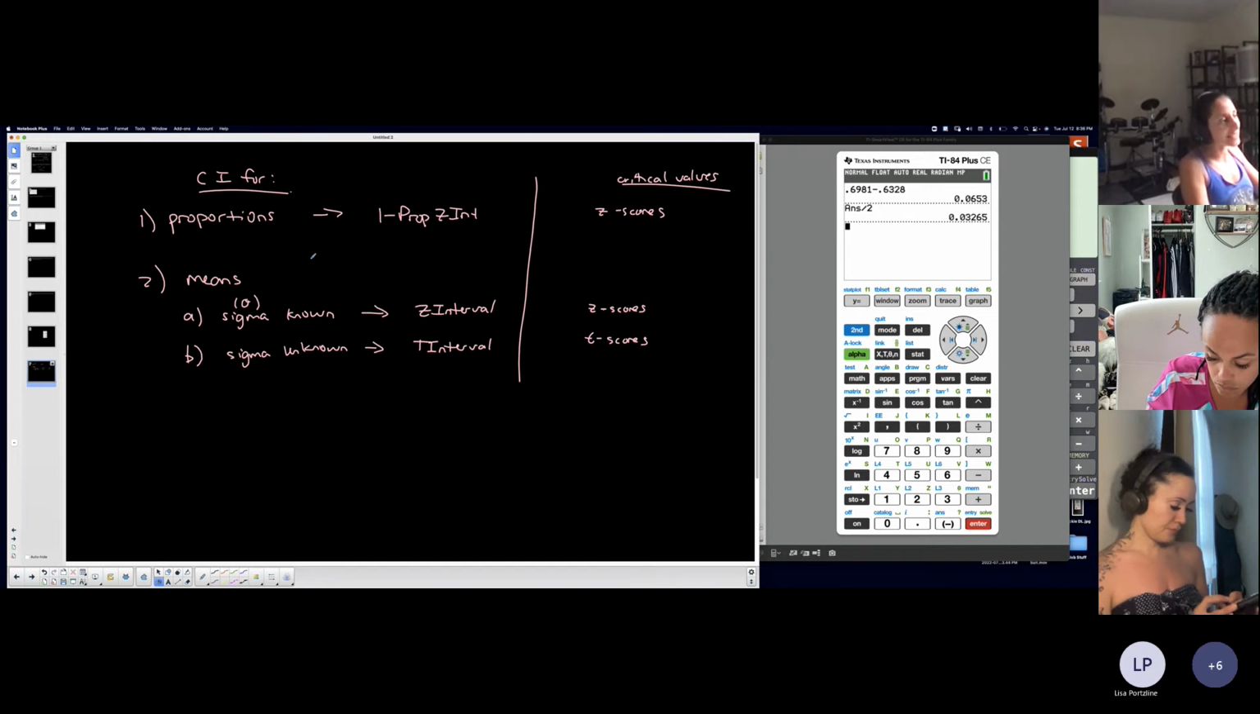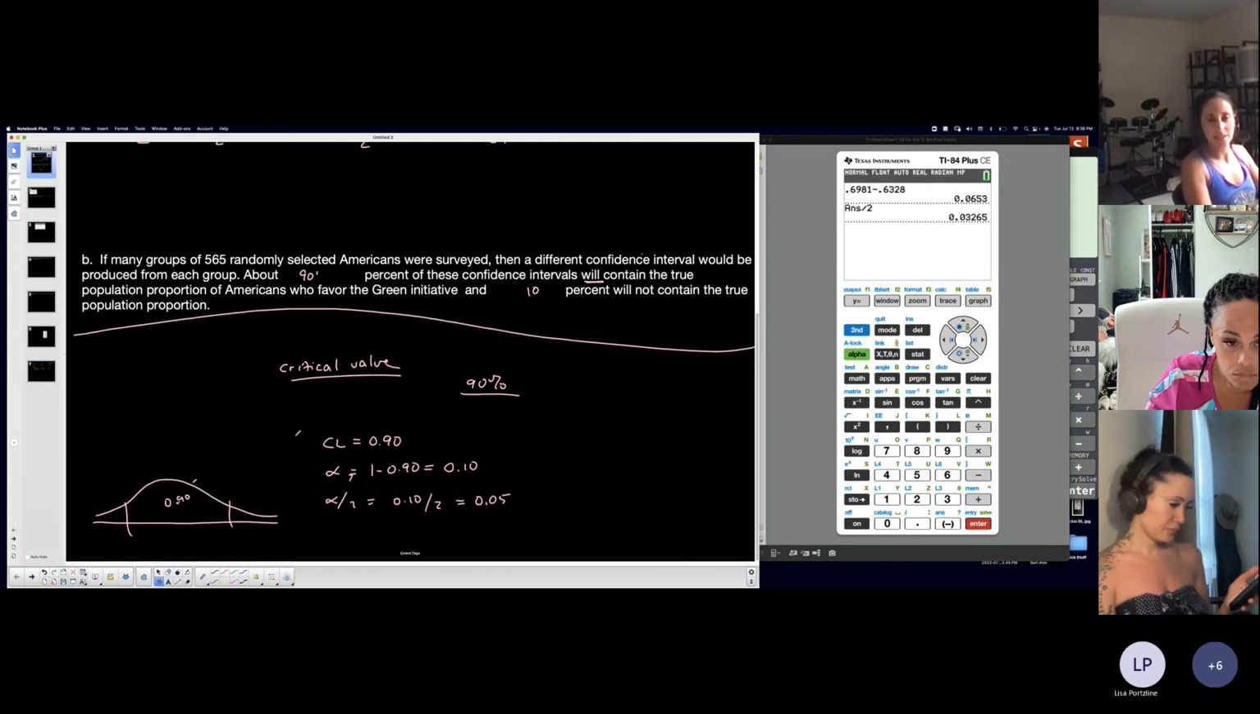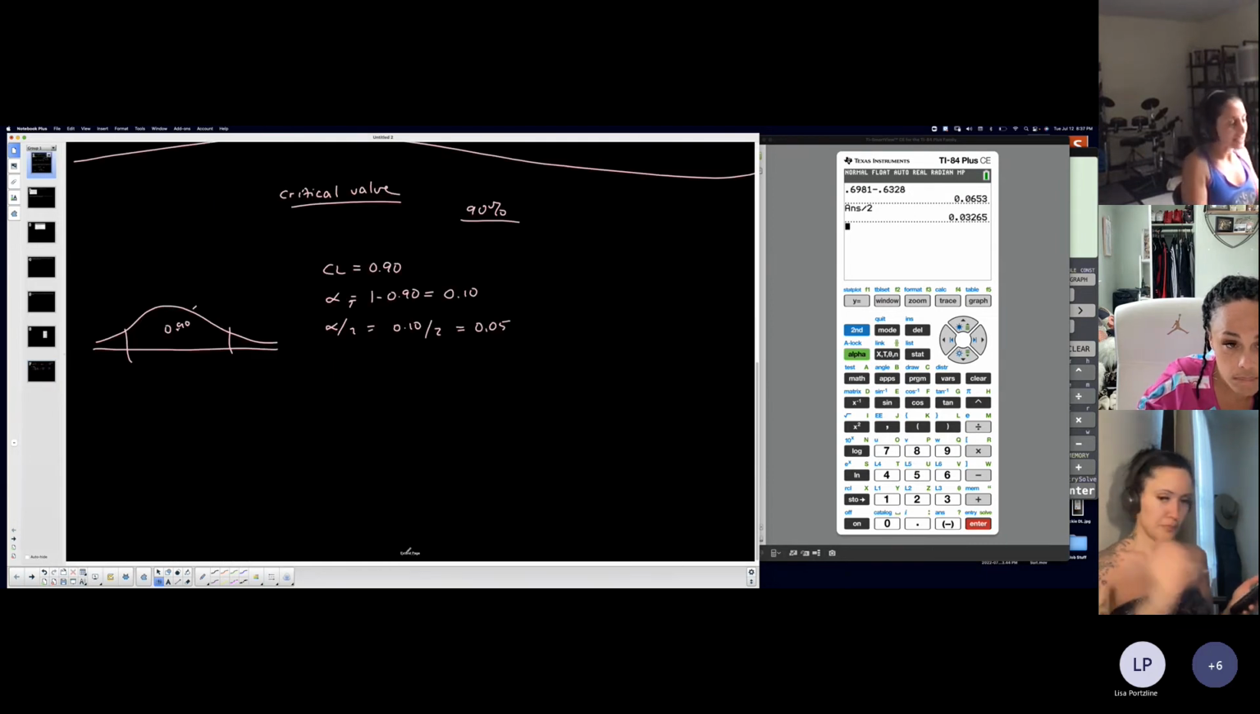You're only doing t stuff if you have a mean and sigma is unknown. That is the only time you're dealing with that. Other than that, it's z. So if I have proportions, my life is easier because I'm automatically z. Automatically on an SND curve, automatically z-scores. Automatically, you know, this is 0.5.